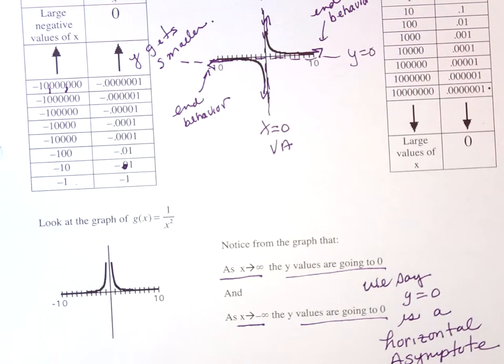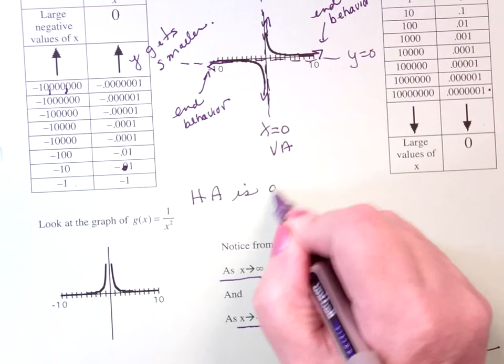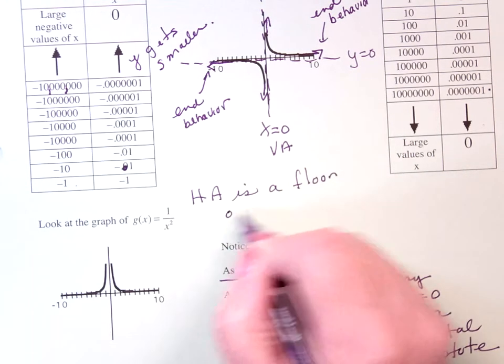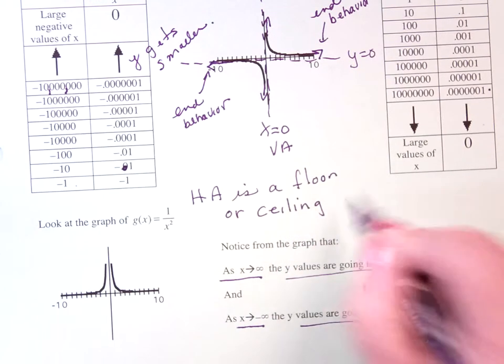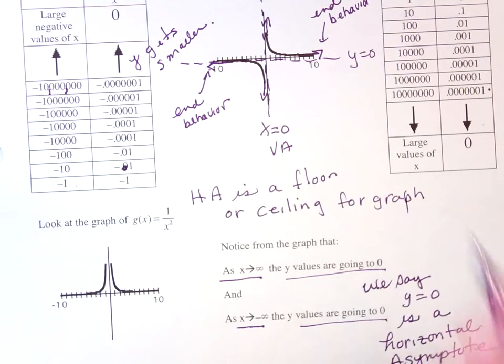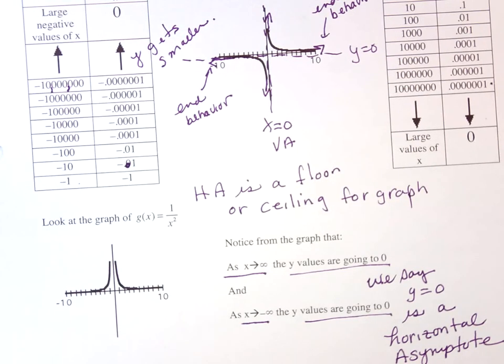But it provides a wall, a floor, or a ceiling. So essentially what an HA is, a floor for the graph or a ceiling for the graph. So if the graph is coming down, it's going to ride along the HA. If the graph is going up, the HA is going to be a stopper. And it's going to ride along the HA. Horizontal asymptote.